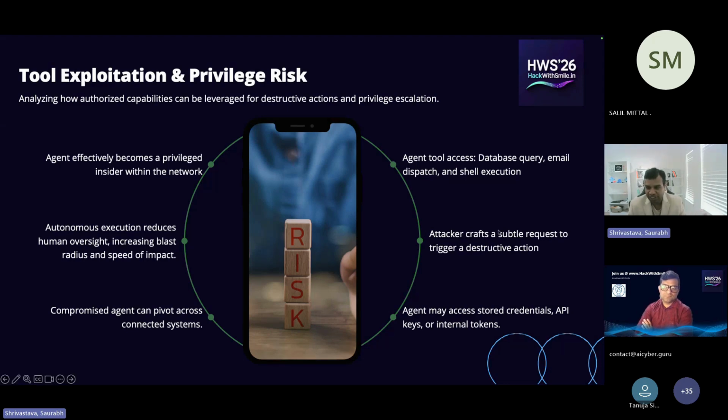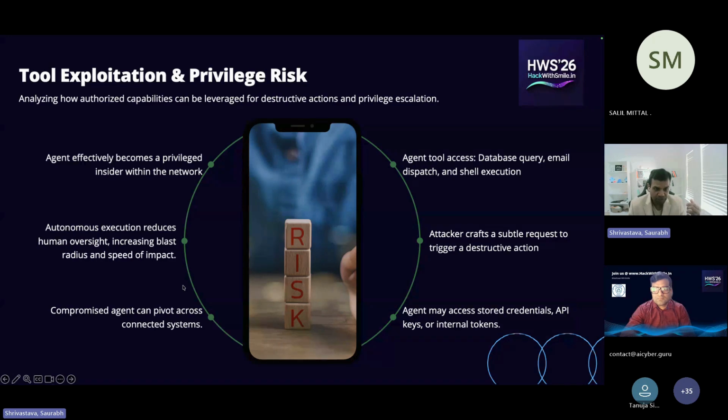The agent can access data, do database queries, send emails, and do shell execution to run different jobs, and an attacker can request a trigger for that. They may attack the agent, because the agent is now acting on behalf of you, so it holds critical credentials like API keys or internal tokens. If they are able to get hold of the tool surface, they can get that key and they can get into the entire system.